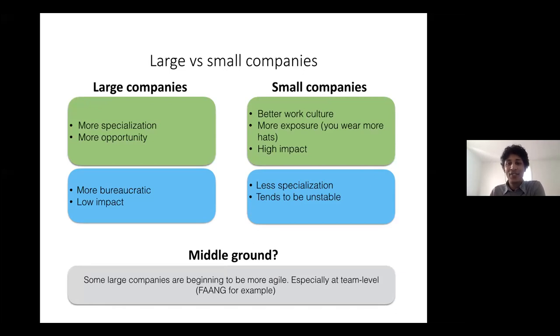In the smaller company side of the sphere, usually you have better work culture, you have this familial kind of feel where it's a small family of maybe 10 members who are working to bring a product into the market. So there's a lot of camaraderie. You have more exposure typically. Just because you're a data scientist, it doesn't mean that you can just skip the software engineering part. You might have to build code and deploy production level code. So you wear multiple hats. You definitely have high impact because the code that you write today might have to go to production tomorrow. Whereas in a larger company, it'll go through code reviews and production release cycles that can take weeks.